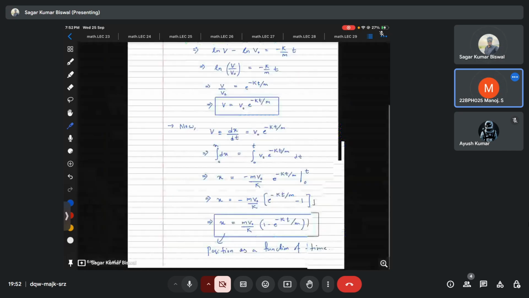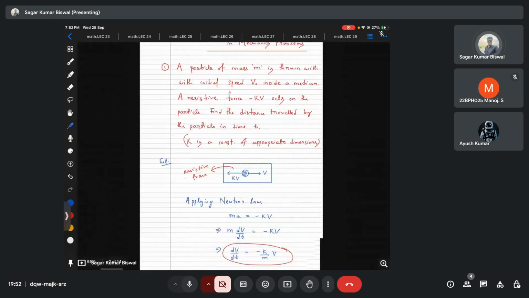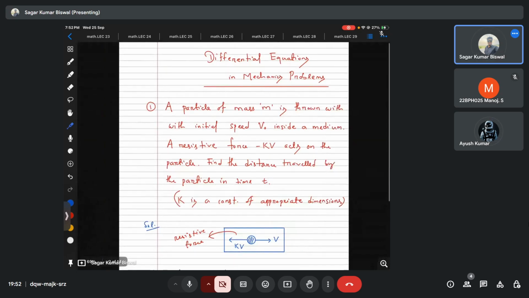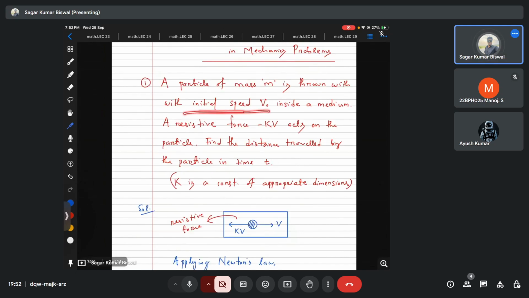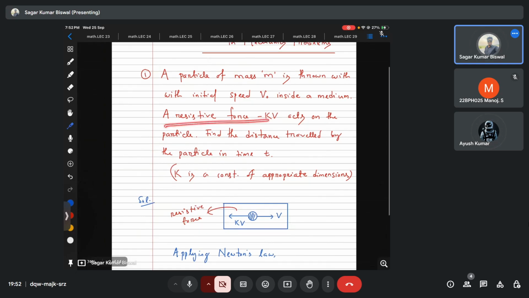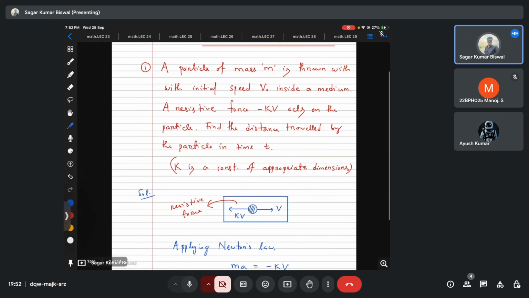Okay, so let me say it again. Let me give you a summary: there is a particle of mass m which was moving in a medium with initial speed v0. The initial speed was v0, but there was a resistive force acting on the particle which is proportional to the velocity of the particle. This was minus kv, right?